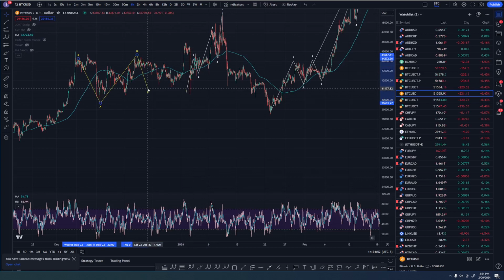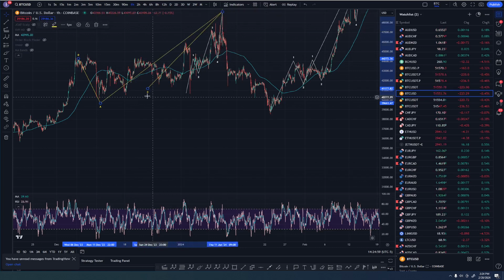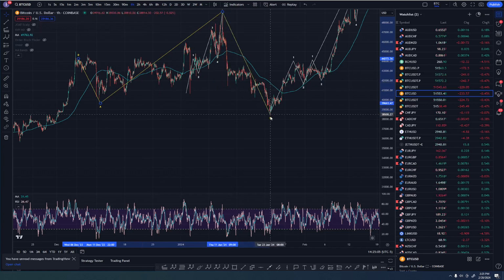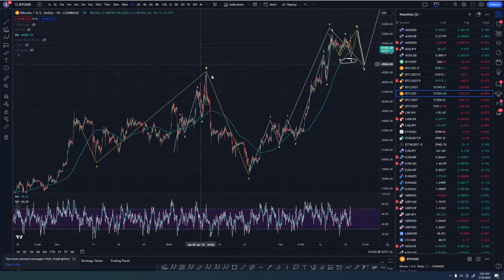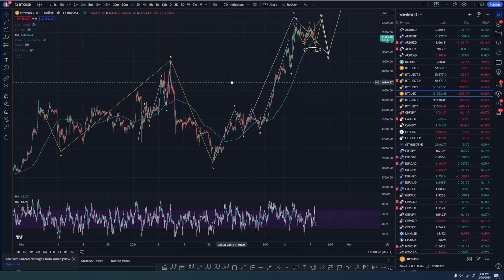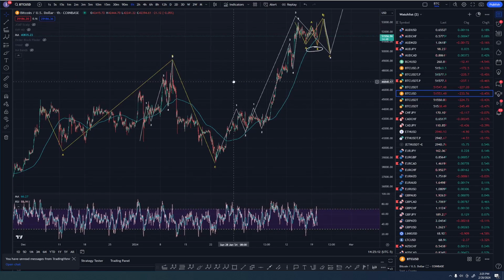Let's see. So we're actually going to move the B wave all the way up to here. We provided an internal flat for the B wave, the B of the B, and then they provided another move down for C. And here was a larger flat.